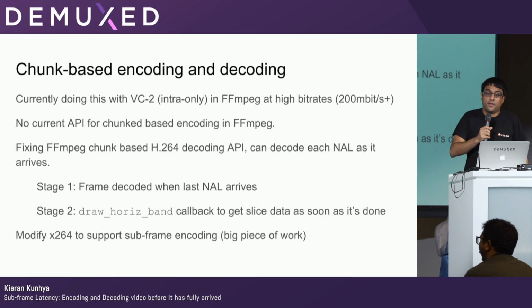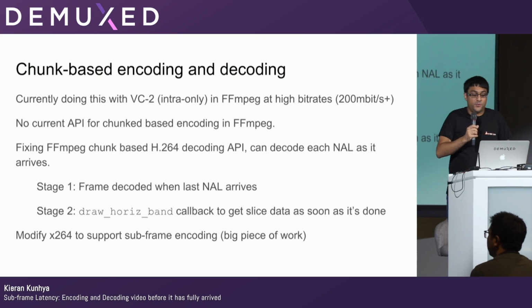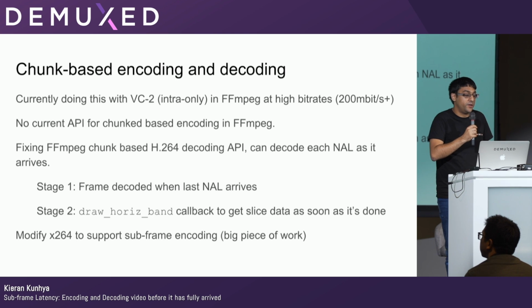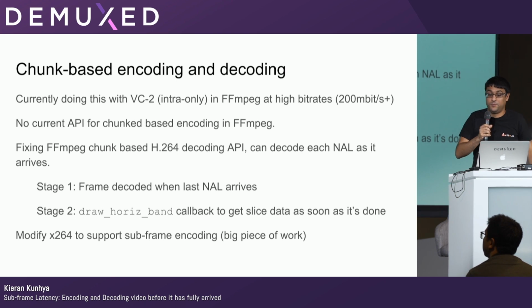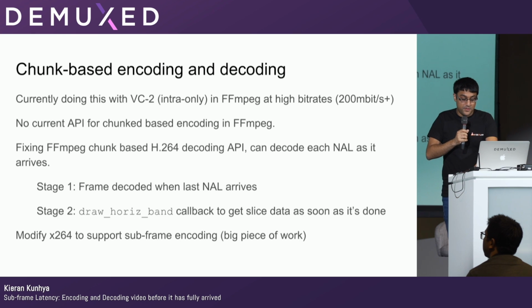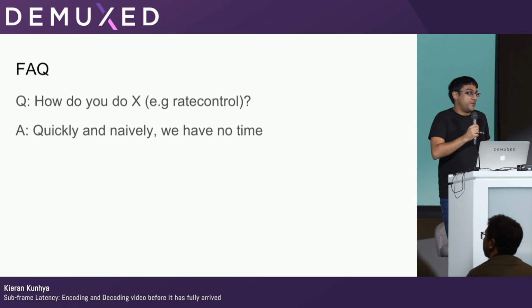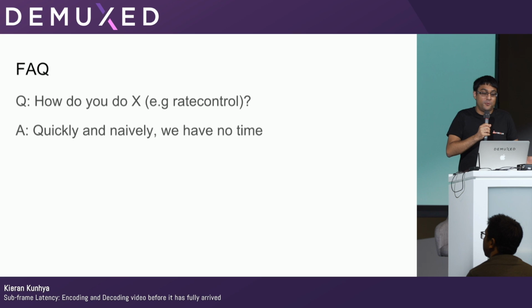It's very useful. And the next major piece of work we'd like to do is get x264 to support subframe encoding, so actually doing prediction on these streams to get that 200 megabits down to 50 or 20. I get an FAQ whenever people ask what I work on: how do you do rate control? And the answer is quickly and naively, because there really isn't time to do anything.